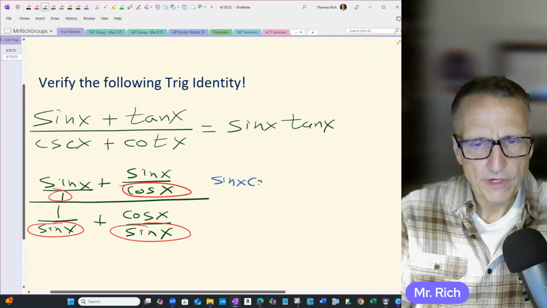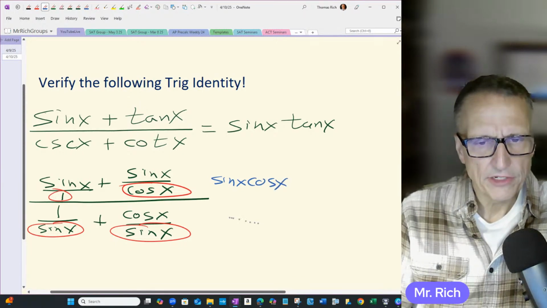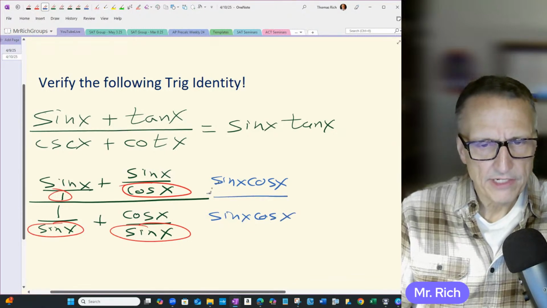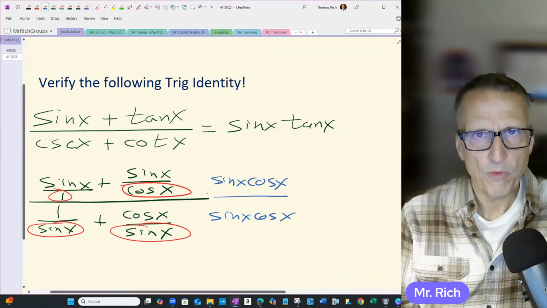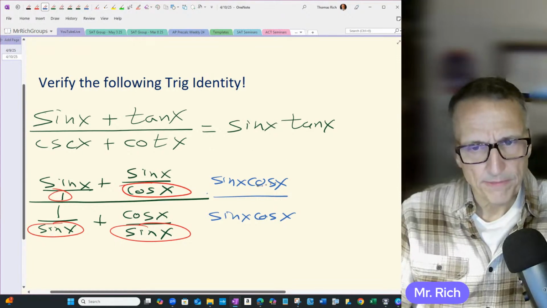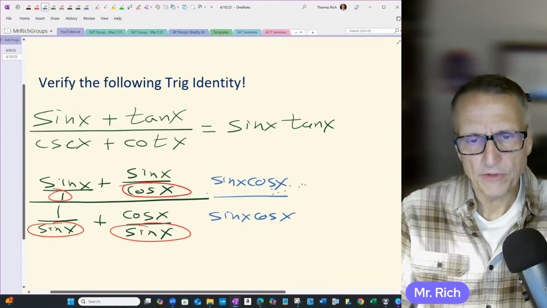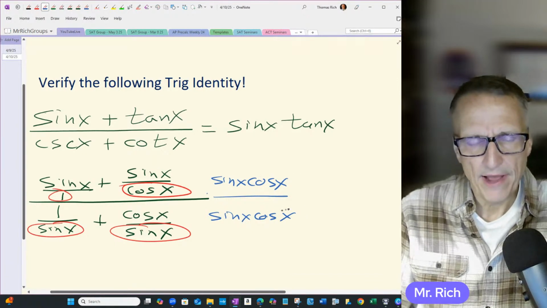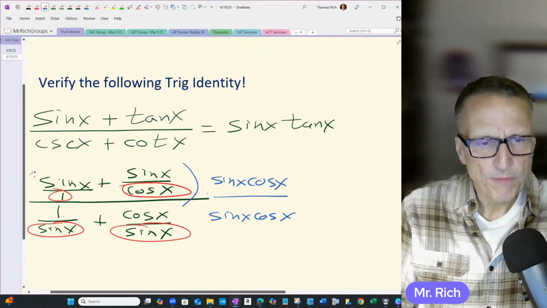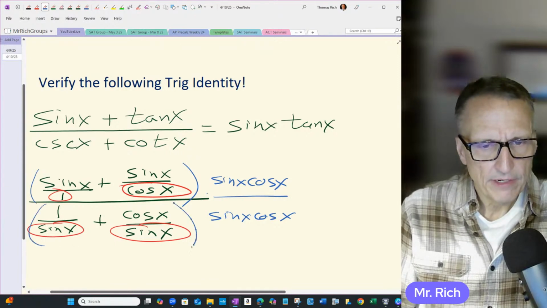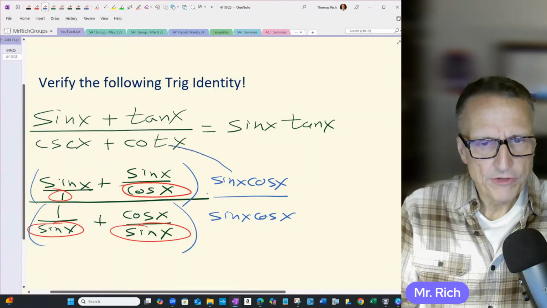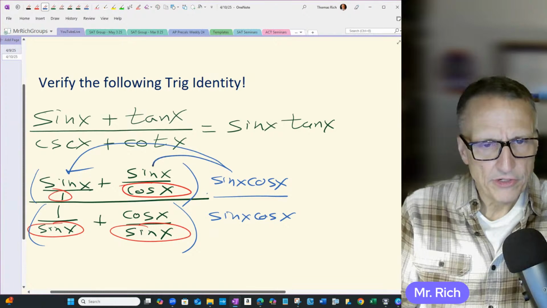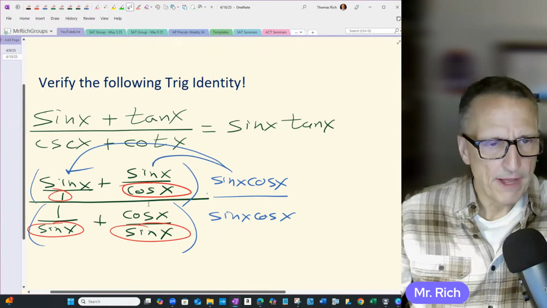So what I'm going to do is multiply sine x cosine x on the top and bottom of this fraction. Now that means that I'm really multiplying this left-hand side by something that's equal to the number 1. Or at least it simplifies to the number 1, right? Sine x cosine x over sine x cosine x is 1, because those would divide out. But it suits my purposes, though, for the following reason. I'm going to distribute this multiplication to the terms on the top and the bottom.